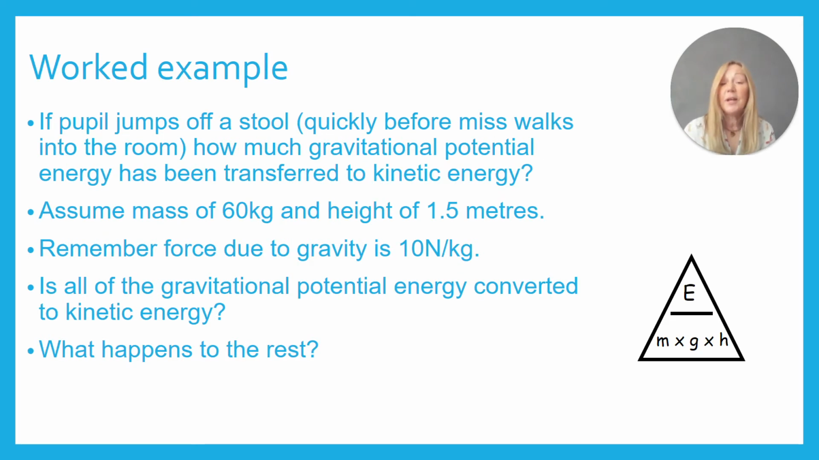So again, pause the video here and have a little go and see if you can work out how much gravitational potential energy this pupil transfers into kinetic energy when they're jumping down off the chair. So hopefully you worked out you just need to do 60 times 1.5 times 10, which will give you a gravitational potential energy of 900 joules. Now, of course, again, in GCSEs, they would expect that to be converted if you disregard air resistance and friction. However, the rest of the energy in reality would dissipate into the atmosphere.